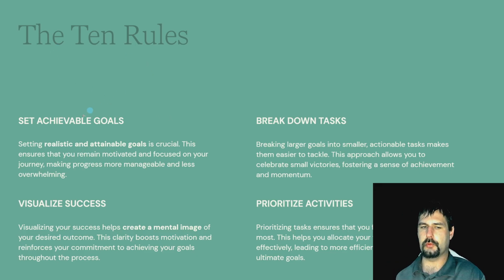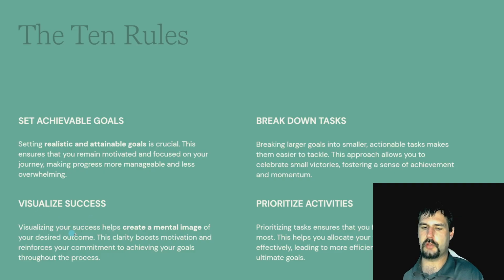All right, here are 10 rules. Set achievable goals. Setting realistic and obtainable goals is crucial. This ensures that you remain motivated and focused on your journey, making progress more manageable and less overwhelming. So it has to be something that you truly feel and believe is realistic and obtainable for you. Don't give yourself crazy goals. Like for me, I can't say I'm going to have 1 million followers tomorrow. That's not going to happen.